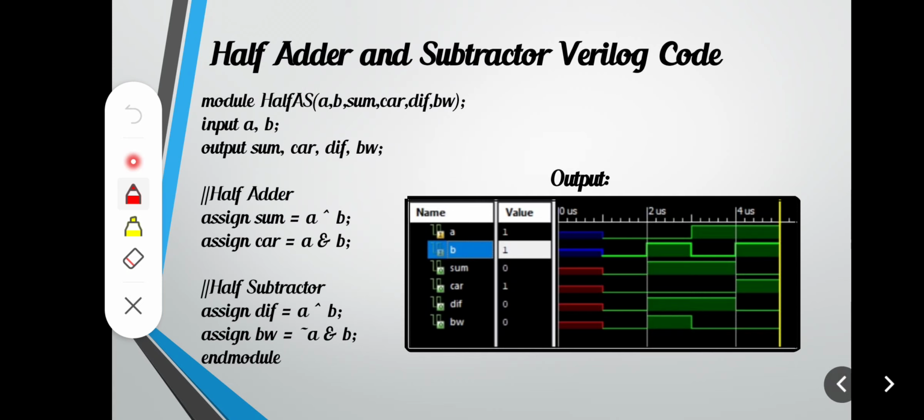and the Verilog program for this half adder and subtractor. In this program, module is a keyword, and this is the module name, and these are the input and output variables. The input variables are A and B, and then the output variables, and finally end with endmodule, and this is the output of this half adder and subtractor.